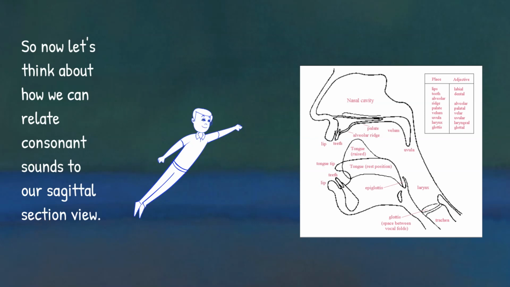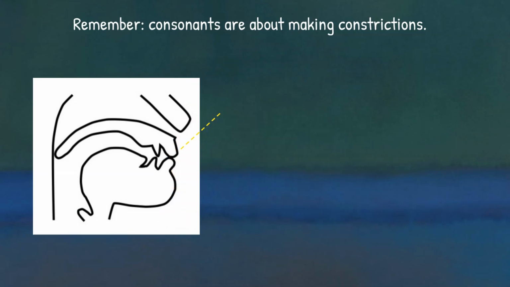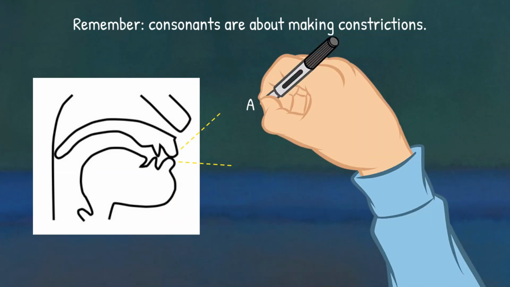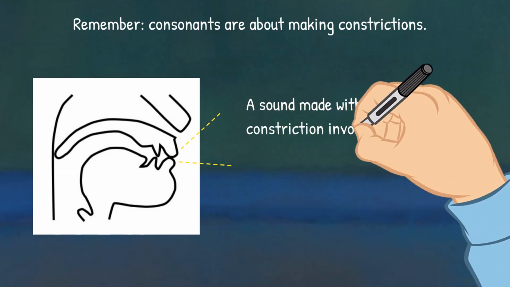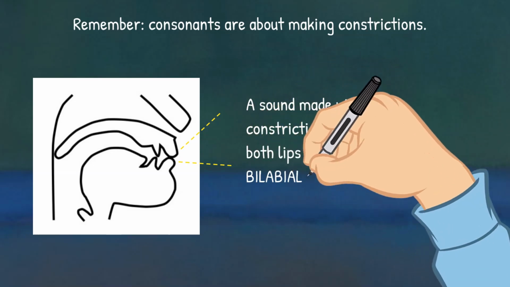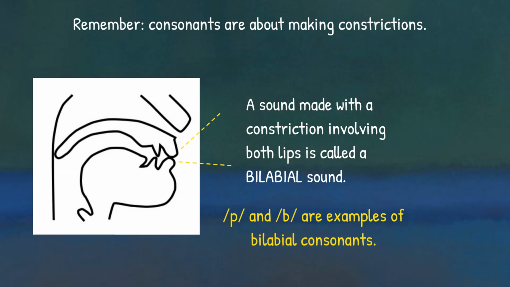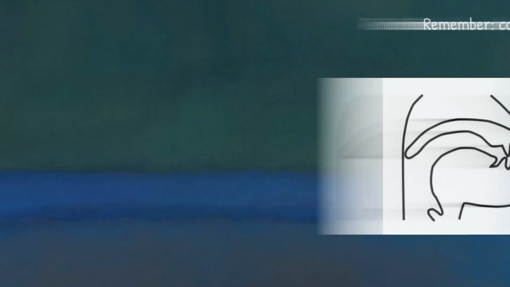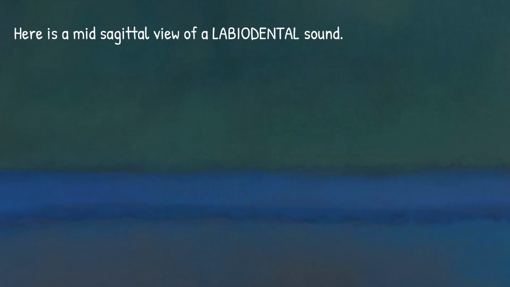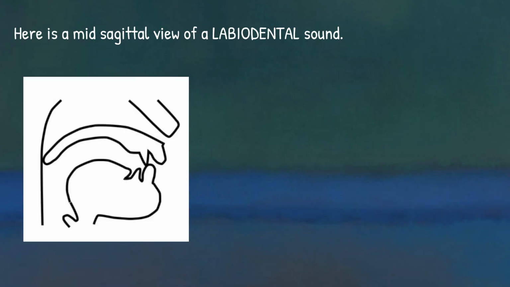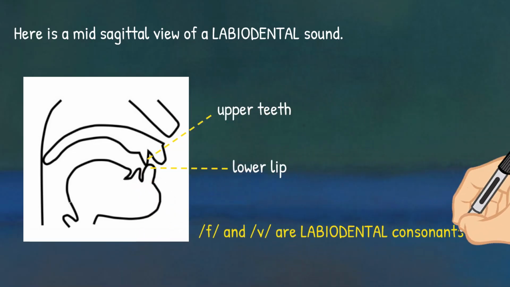Let's remember that consonants are about making constrictions in the vocal tract. So for example, if you have a constriction that's made with both lips, what you've made is something we call a bilabial sound. P and B are bilabial. Now let's look at a mid-sagittal view of a labiodental sound. Here we see that the constriction is made with the upper teeth and the lower lip. F and V are thus what we call labiodental sounds.